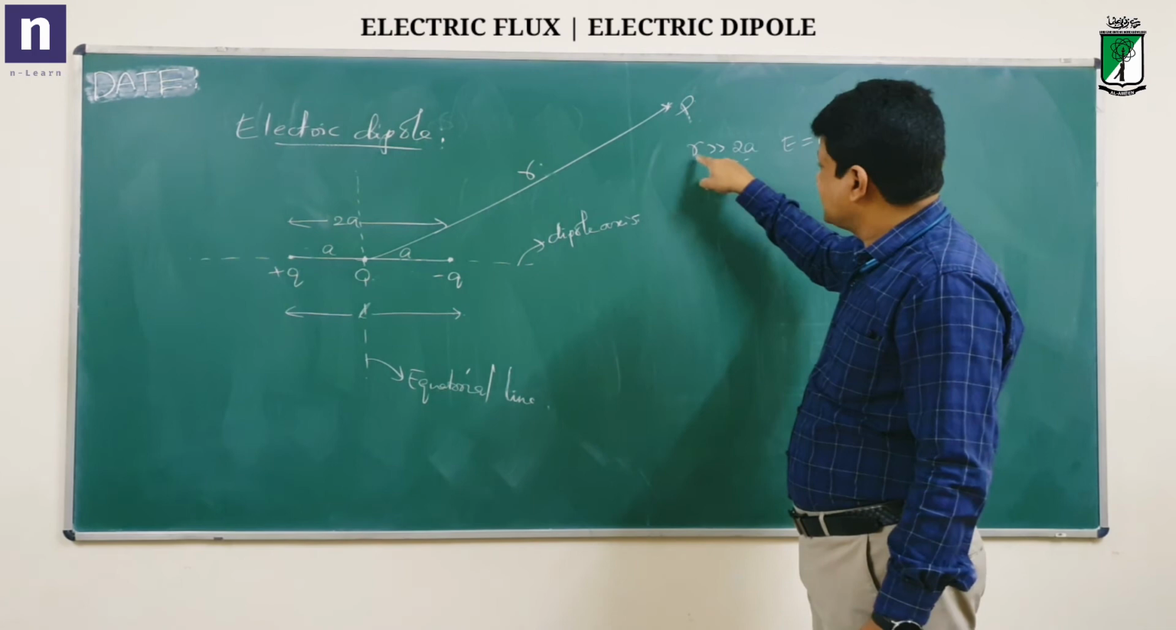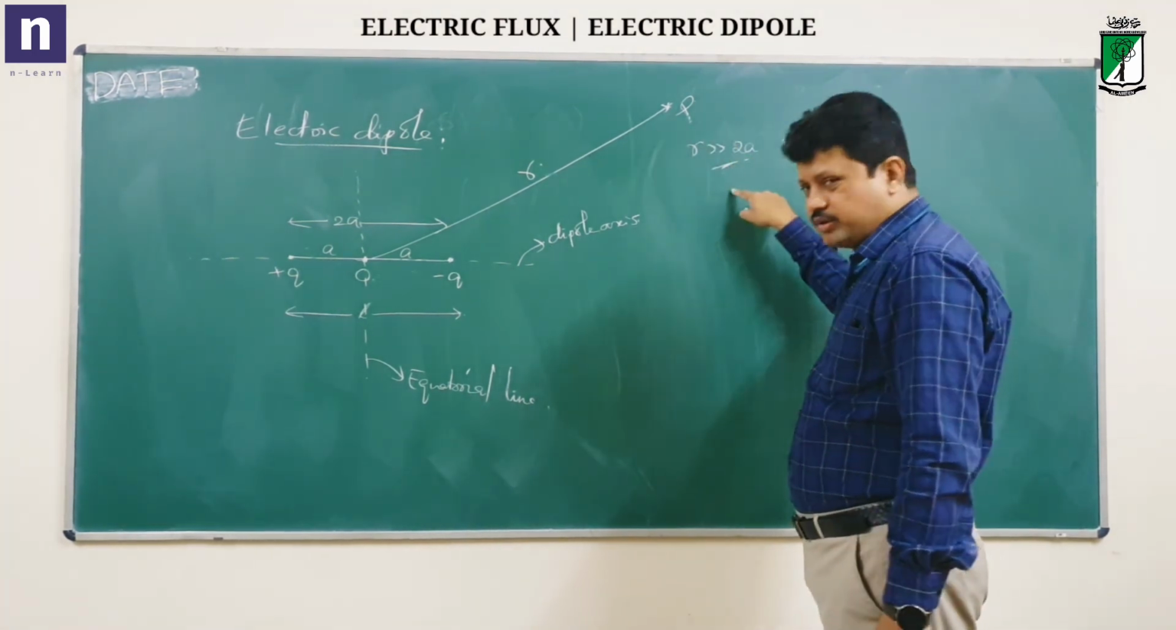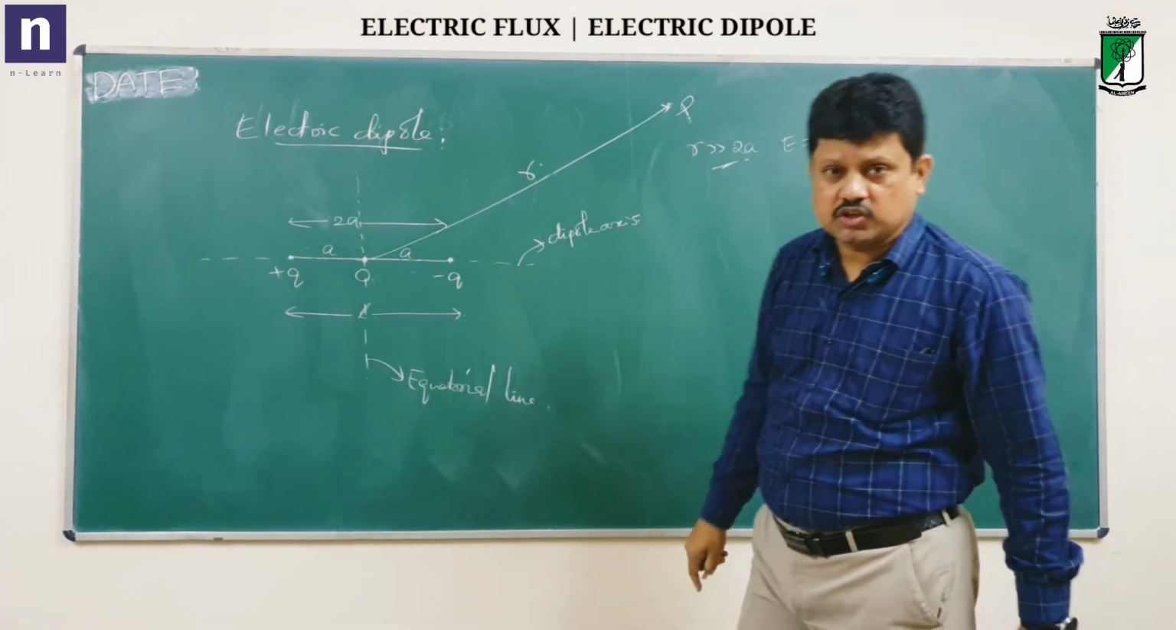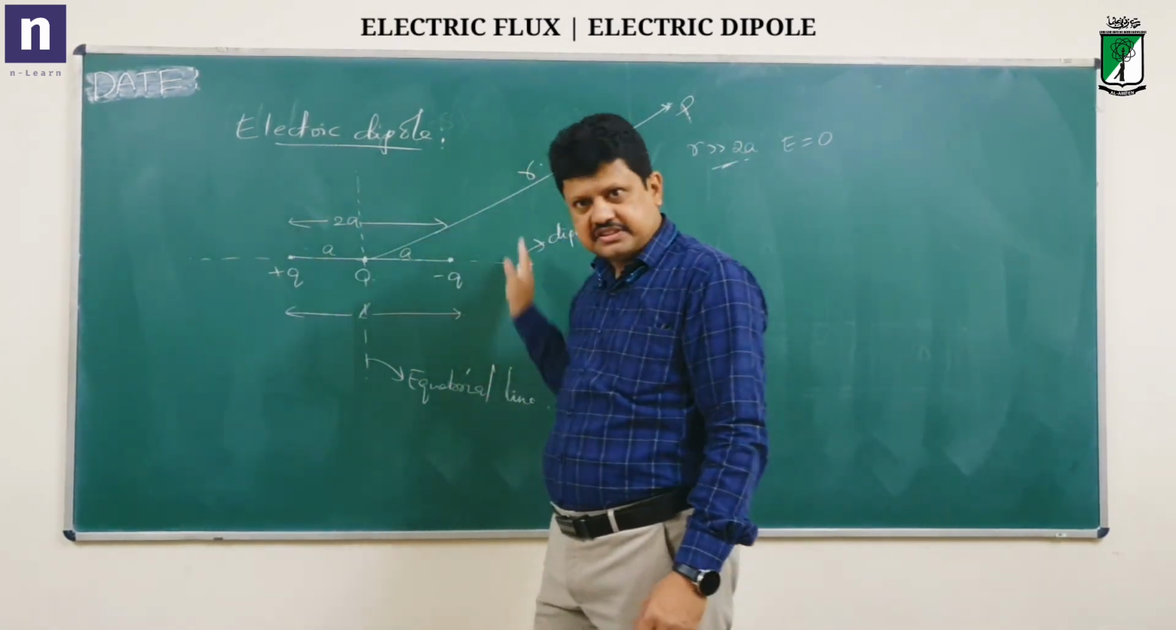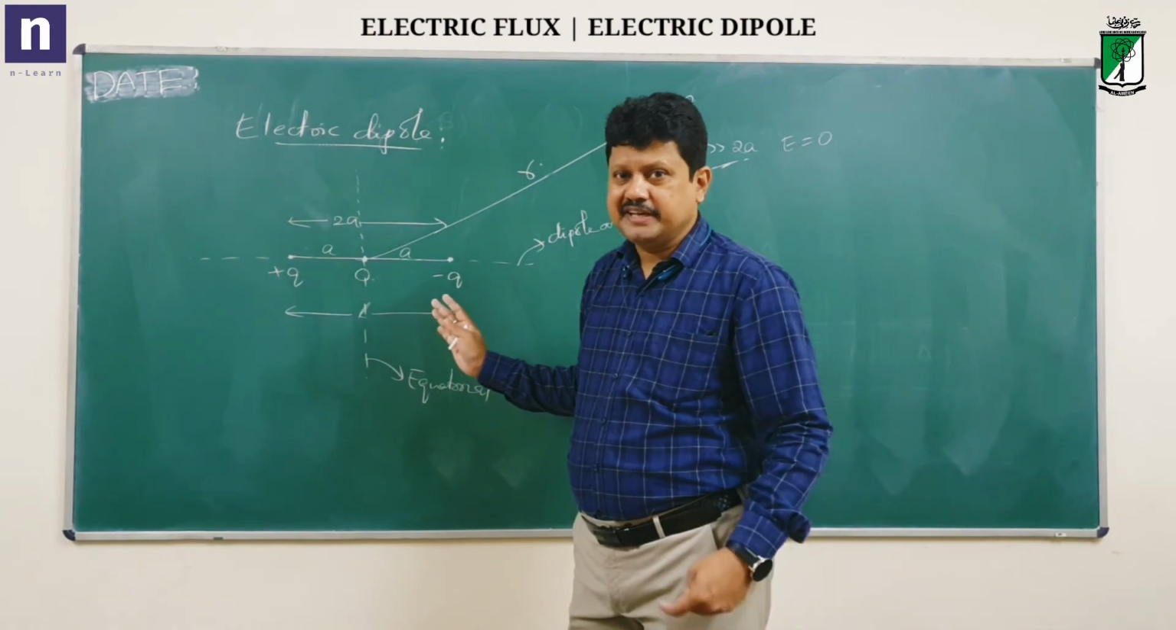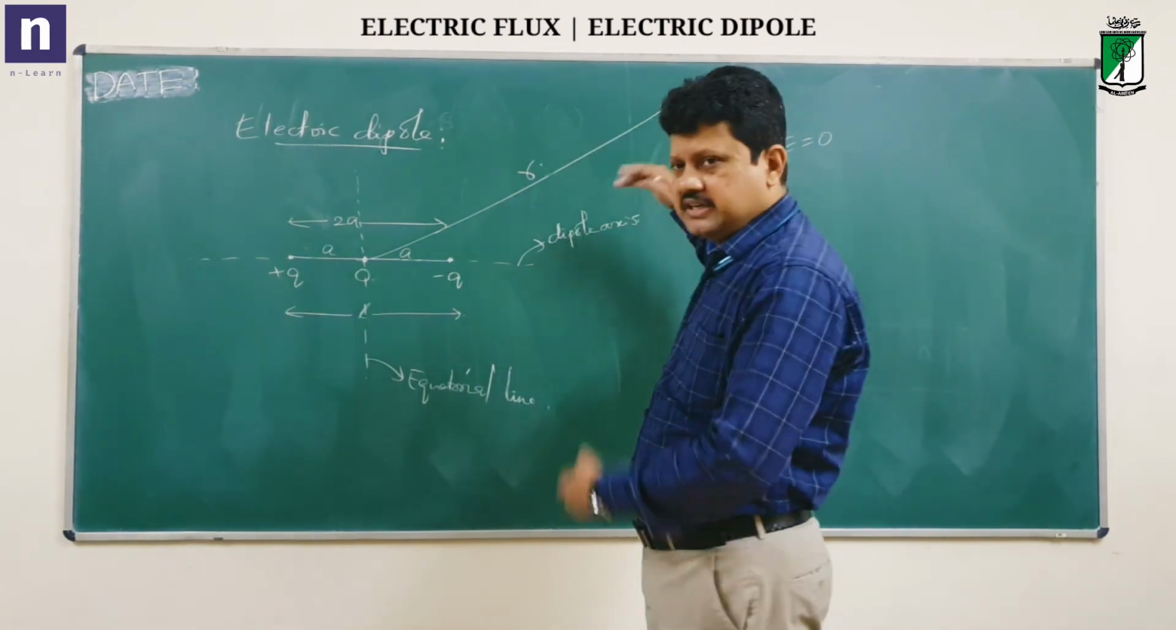If the distance is not large enough, if it is comparable to 2a, then the electric field is non-zero. Thereby the electric field of a dipole can be found nearby, in the vicinity of the dipole, and it will be non-zero. If you go very far away, it is zero.